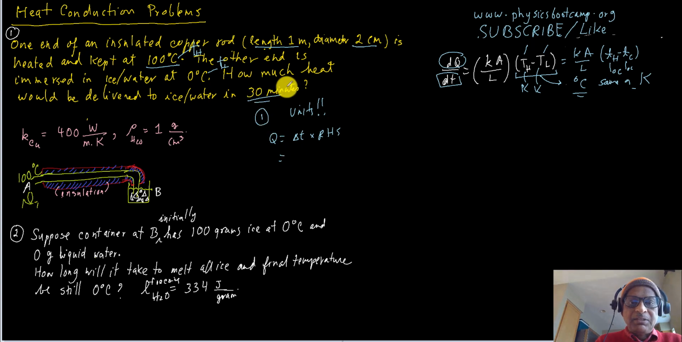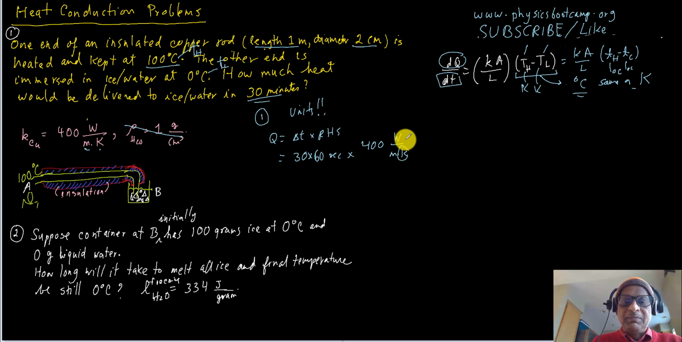Now this is 30 minutes, has to be seconds. So 30 times 60 seconds. We really don't need this. K is 400, and it's watts per meter per Kelvin. Just Kelvin can cancel, per Kelvin difference.